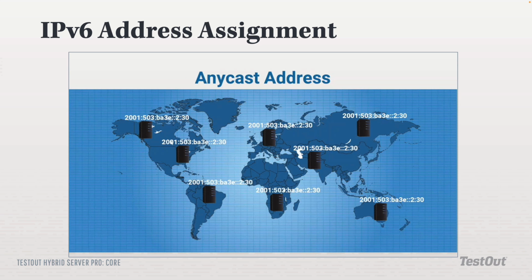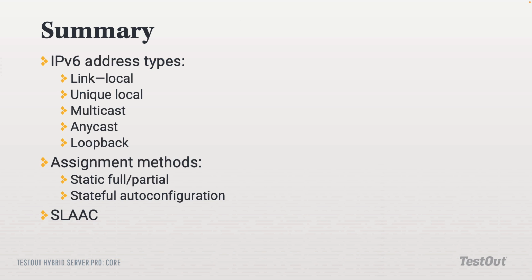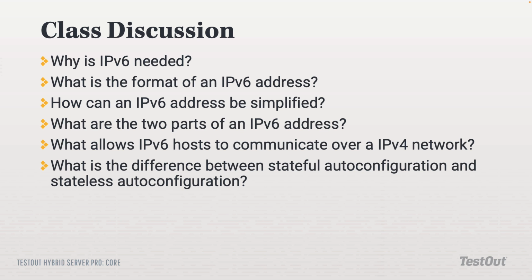Again, our multicast is set up for groups. Loopback is all zeros with a 1 at the end. That's our loopback address. So if we need to test the networking stack to make sure the network adapter works and whatnot, we need to ping our own network card. That's the loopback address that you would use on IP version 6.